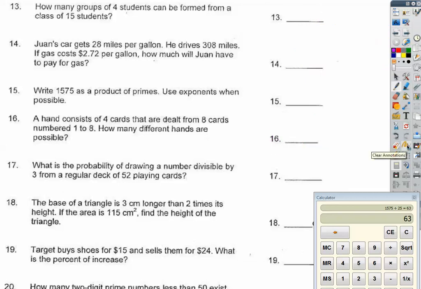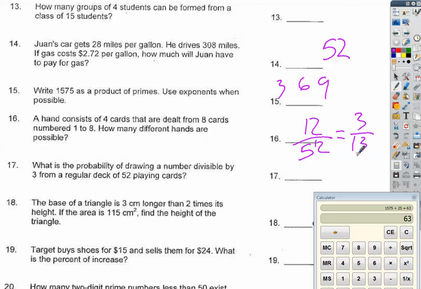What is the probability of drawing a number divisible by 3 in a regular deck of 52 playing cards? So we have 52 cards, right? And what is divisible by 3? Well, the 3, the 6, and the 9. And there are 4 of each, right? So we have a total of 12 cards that are divisible by 3, divided by 52. So what goes into 52? I think 4 goes into both of them. So we have 3 over 13. So it's 3/13ths of a chance. And that's it.